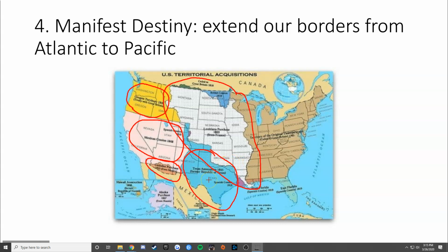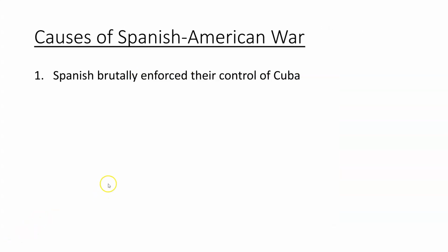right? Annexing from Mexico, that's another country. Buying from Mexico, that's another country. Buying from France, that's another country. Those are all examples of American foreign policy. So now we're going to talk about the causes of the Spanish-American War.